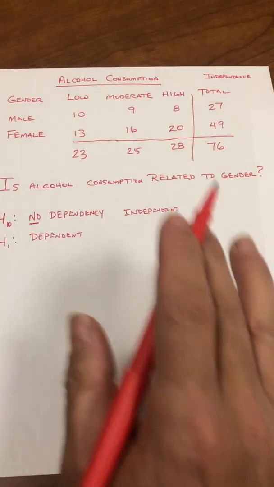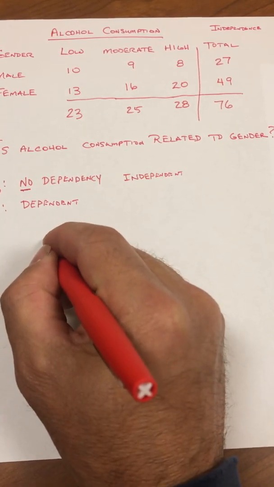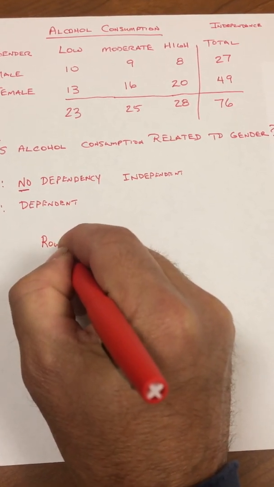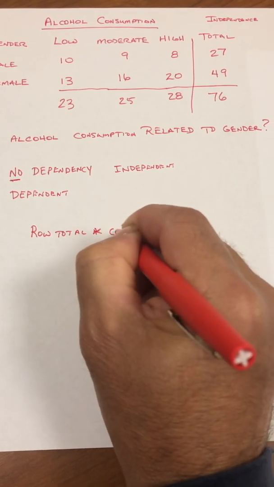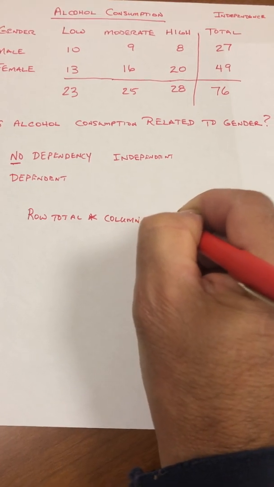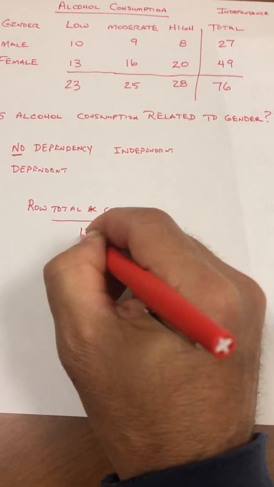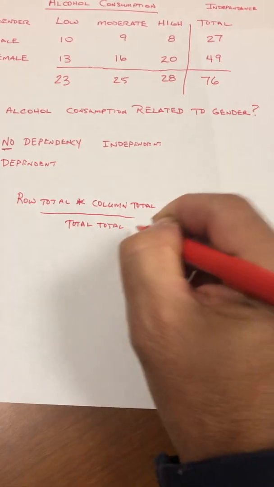Now, to get my expected value for each of these, I run a quick little calculation. And the calculation goes like this. You take the row total times the column total, and you divide it by the total, or you divide it by the n value.